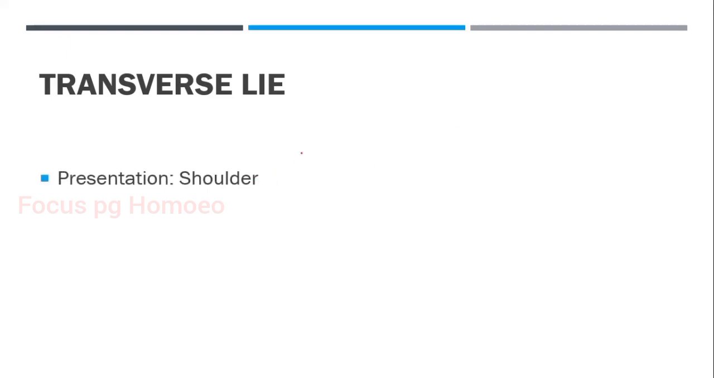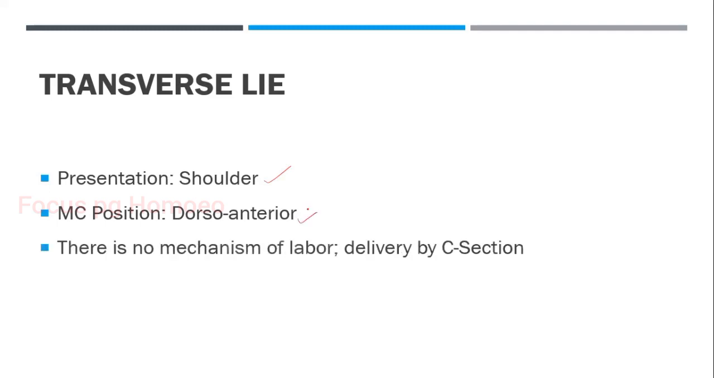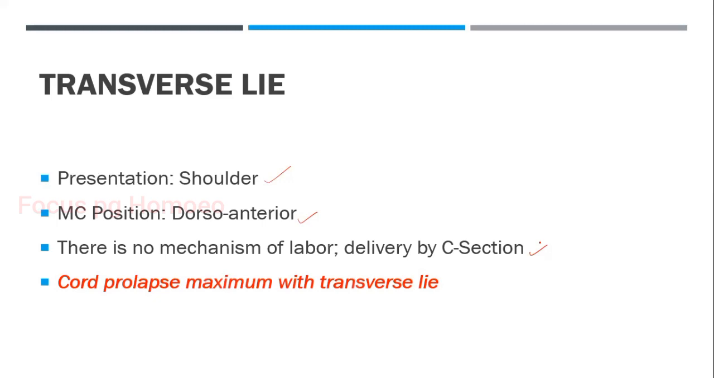Now, presentation in a transverse lie is shoulder presentation, and the most common position of the fetus is dorso-anterior, and there is no mechanism of labor. Delivery is by C-section. Cord prolapse is maximum with transverse lie.